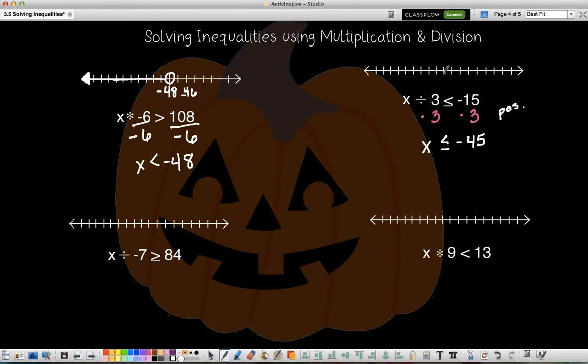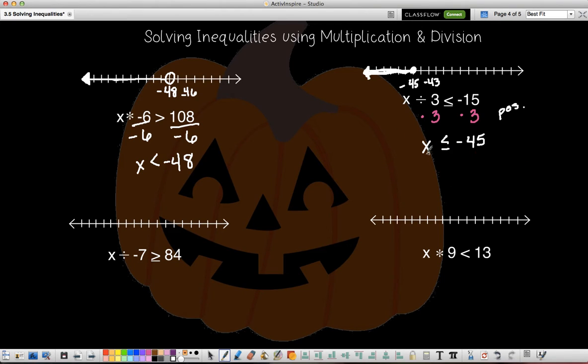So again, we'll put negative 45 and negative 43. It can include 45, so we have a closed dot. You should be much better at drawing straight lines on your paper. This is a lot more difficult on the computer. Make that as neat as possible.